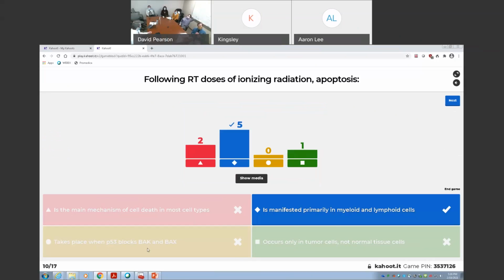Apparently, in their explanation for this one, P53 does something upstream of BAX. So we all should have known that. But anyway, what was P53? We had RB and P53. P53 is the Jesus gene, like the savior. It causes apoptosis without radiation.